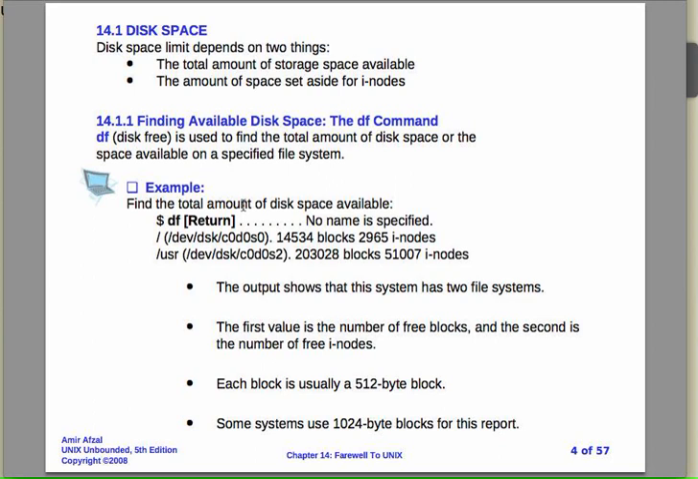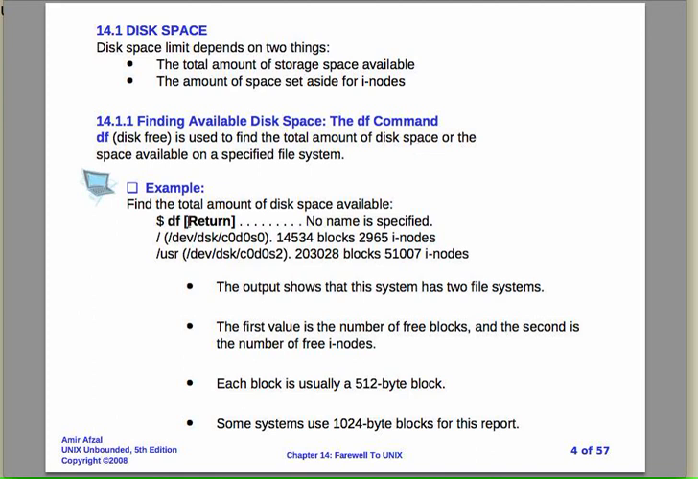Okay, so the first set of commands, there's a couple of them, df and du, we'll look at disk space. So disk space limit depends on two things: the total amount of storage space available and the total space set aside for inodes. And we've seen what inodes are. We know that inodes are basically how you represent files and directories. The quickest way to find the available disk space is the df command, which stands for disk free. It's used to find the total amount of disk space, or the space available on a specified file system.